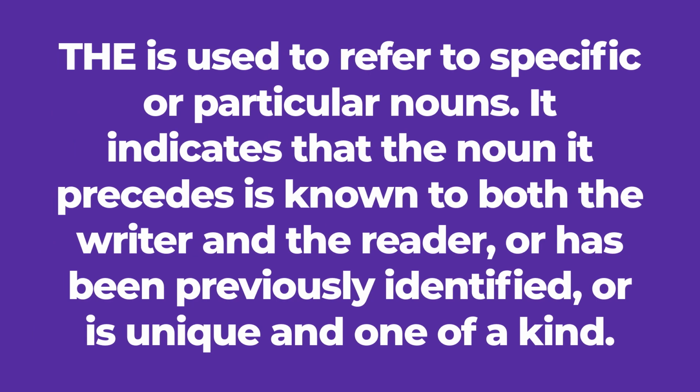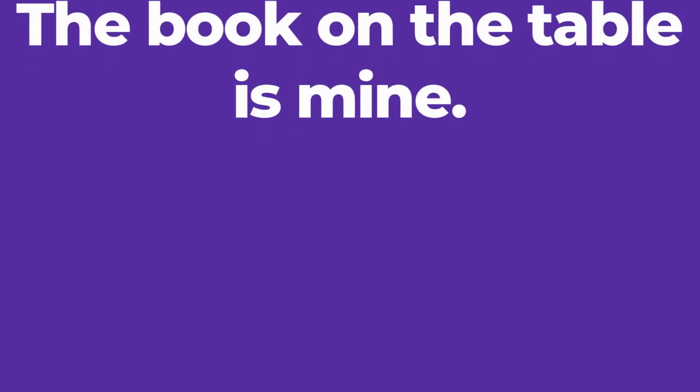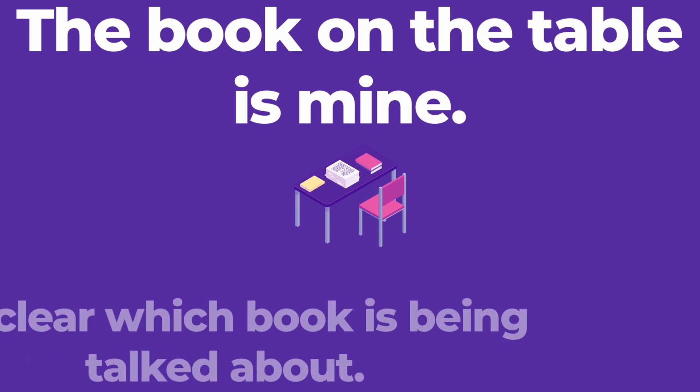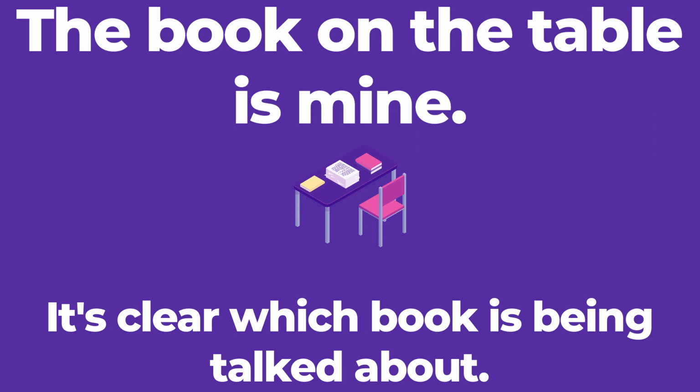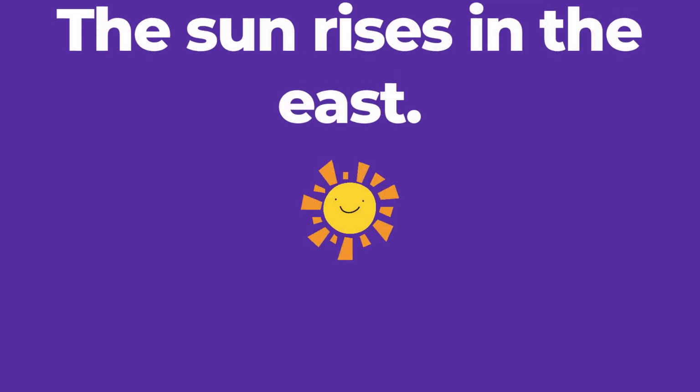"The" is used to refer to specific or particular nouns. It indicates that the noun it precedes is known to both the writer and the reader, or has been previously identified, or is unique and one of a kind. Example: The book on the table is mine. The sun rises in the east.